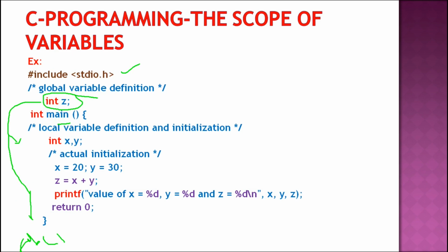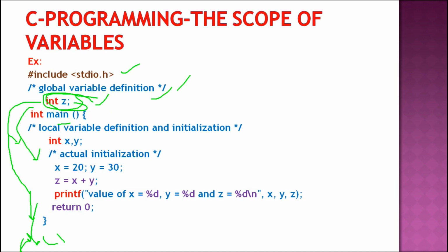Whenever we declare our integer variable at the starting of our program, outside of the main function and not inside any function, it is available to all the functions. So integer z will be available to our main function, and we can call it in our main function. If we have another function, in that function also we can call it.